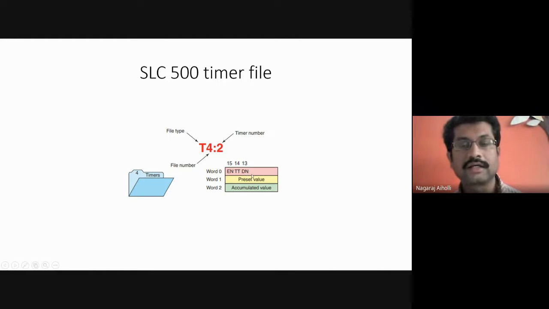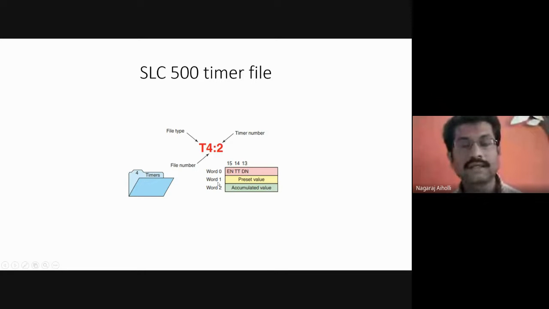Then the DN bit. DN means done bit. Once the timer is switched on, after the enable bit is turned on, the timing operation takes place. Once the timing operation is completed, this done bit goes true, indicating that the timer operation is completed. These are the 3 bits which are called the control bits.